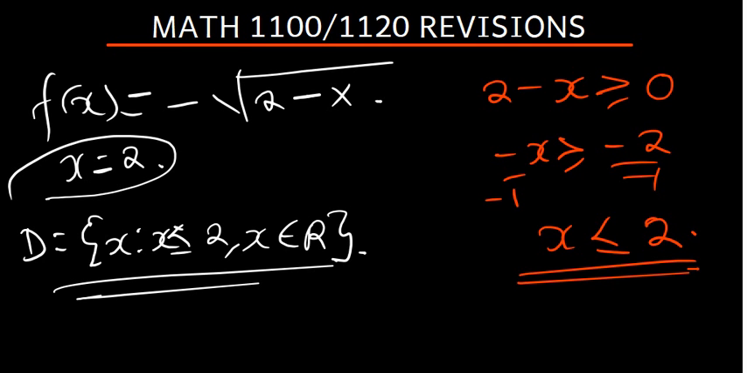Does that make sense? If it's greater than 2, meaning we have a negative in the square root. Yes, we have a negative in the square root, meaning that this is undefined, but we want the function to be defined.